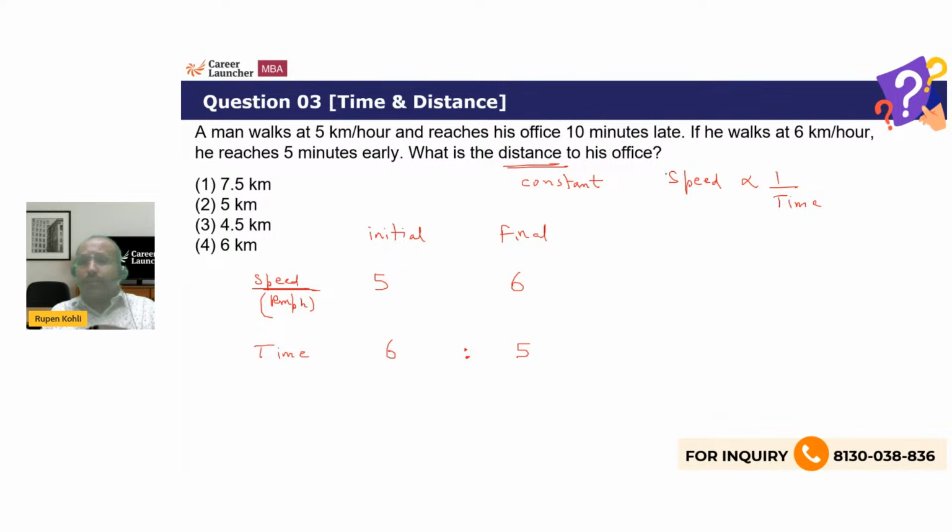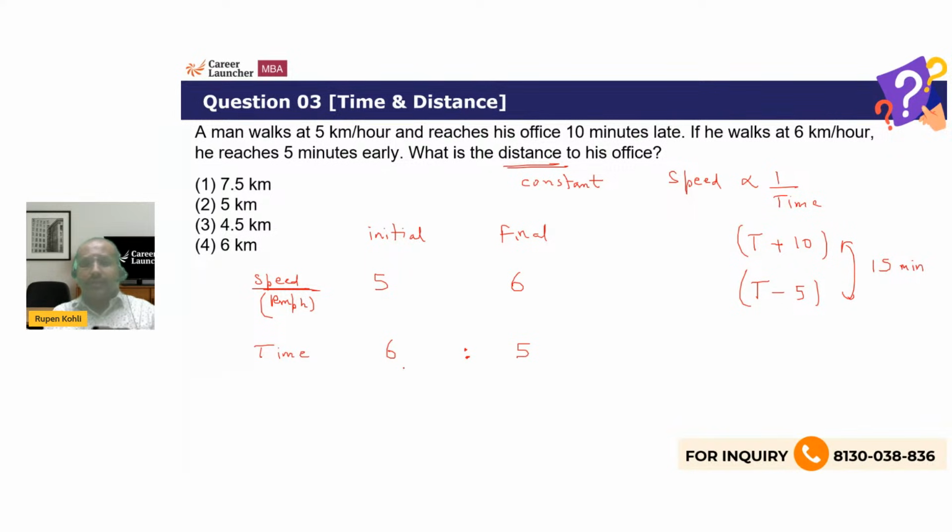Now what we know is that he was first reaching 10 minutes late. So whatever is the standard time t, he was taking t plus 10 time in minutes. Now he's reaching 5 minutes early, so he's taking t minus 5 time, right? So basically focus on the difference. There is a time difference of 15 minutes.